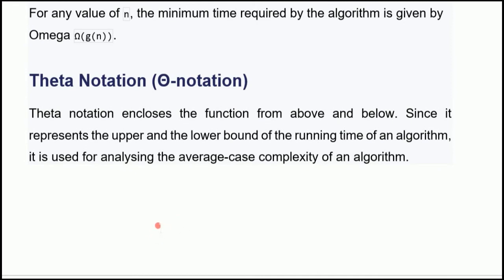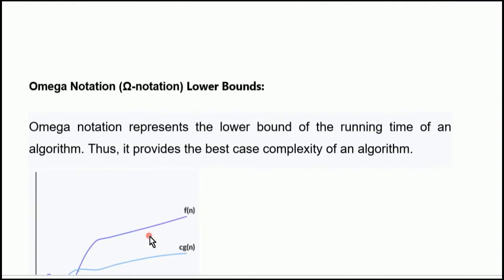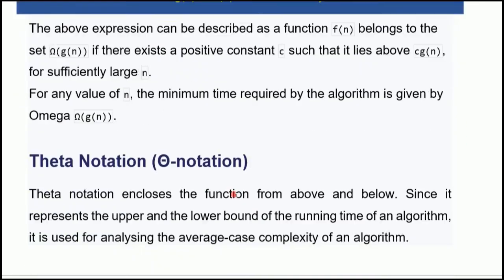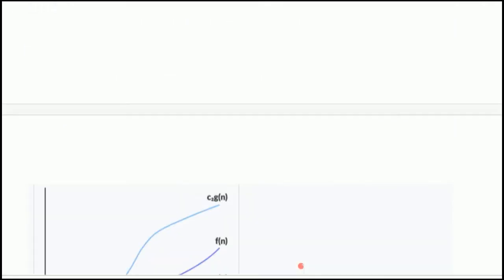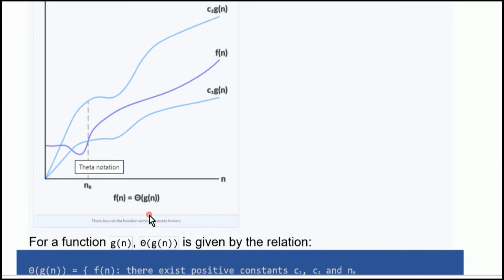Another one is theta notation. This theta notation encloses the function from above and below, since it represents the upper and the lower bound of the running time of an algorithm. Remember, omega notation is for the lower bound of the running time of an algorithm, and theta notation is for the upper and the lower bound of the running time of an algorithm. It is used for analyzing the average case complexity of an algorithm. Theta notation is for the average case complexity of an algorithm.